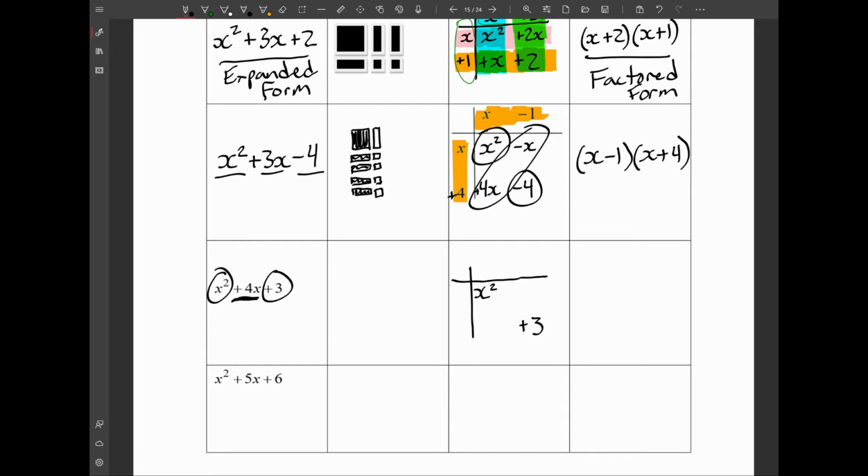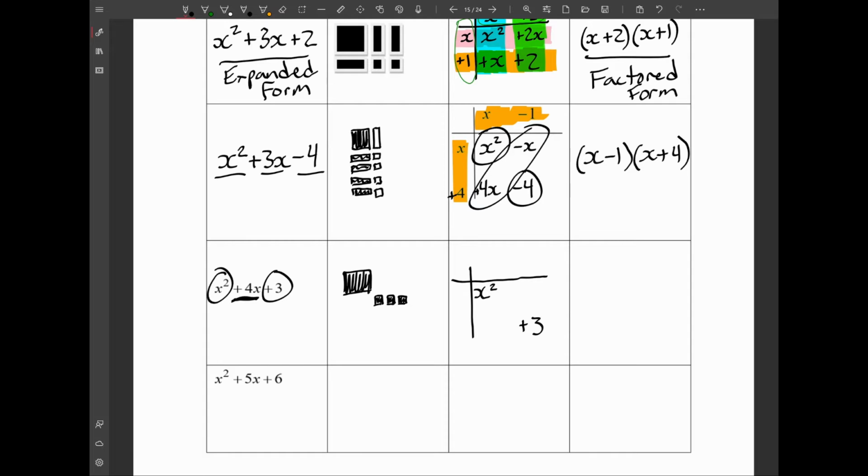So, what can we use? Well, if I draw this with algebra tiles, that might help. Here's my x squared. Here are my 3 little 1 tiles. Now let's see what we get.